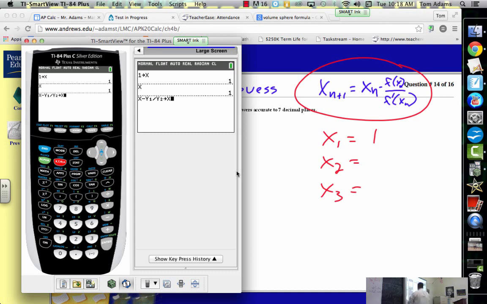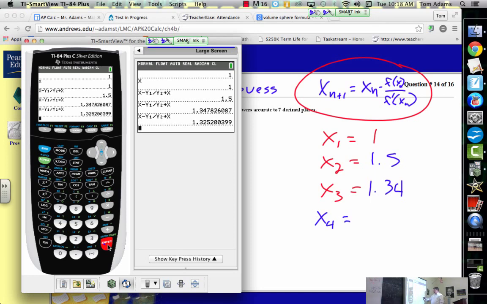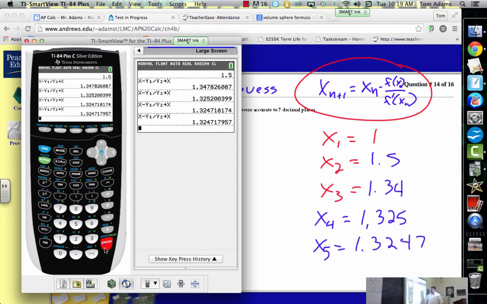All right. So we're starting off with 1. We hit enter. Now what do I have? 1.5. All right, we're doing good so far. If I hit enter again, what do I get? 1.34. If I hit enter again, I get 1.325. Hit enter again, x sub 5, 1.3247. And I just keep hitting enter until it starts to repeat itself. So somewhere way down here, I get 1.324717957 using Newton's method.